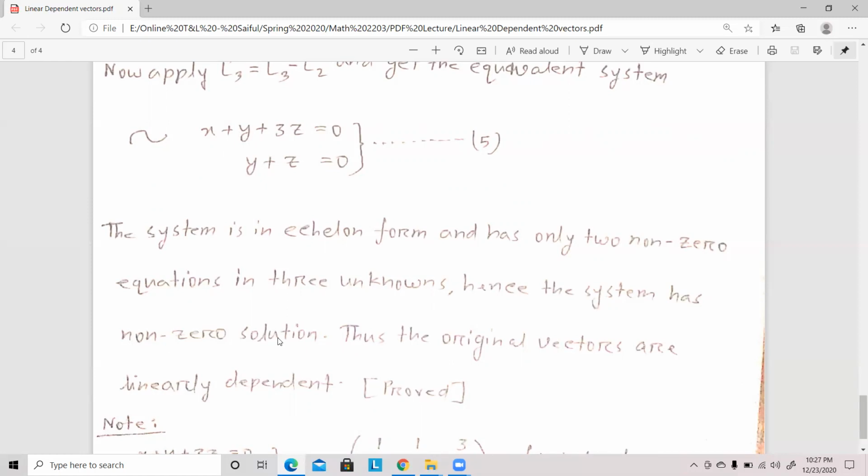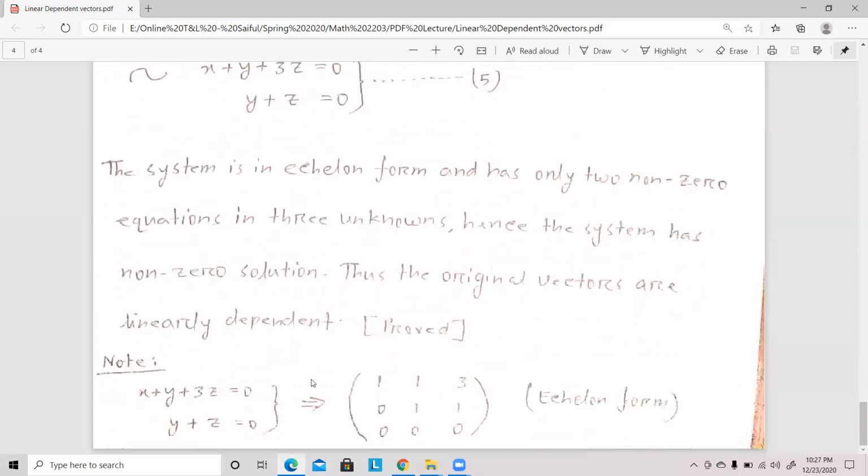So it is not a trivial solution. The trivial solution or trivial case is when all the values of the variables are zero. But here we get a non-zero solution, so it is not trivial, and that's why the original vectors are linearly dependent. If we would get all the values of the variables as zero, then it would be linearly independent. But here we get a non-zero solution. That's why the original vectors are linearly dependent.